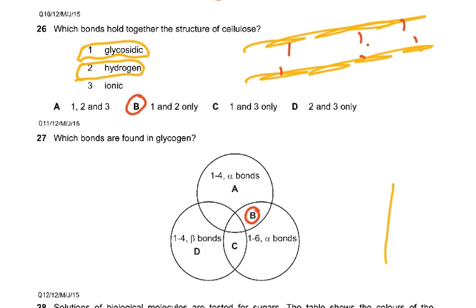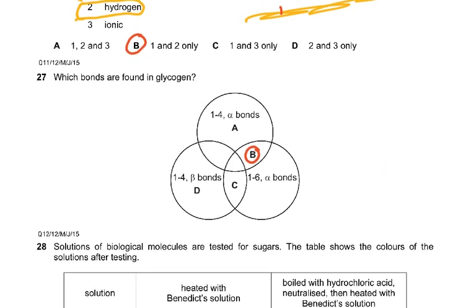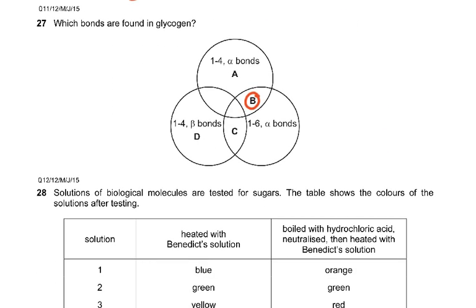Then which bonds are found in glycogen? Glycogen has 1-4 and 1-6 bonds. But they are alpha, not beta. So beta would be incorrect. This is the one you've got to keep out of it. So it's 1-4 and 1-6 alpha bonds.